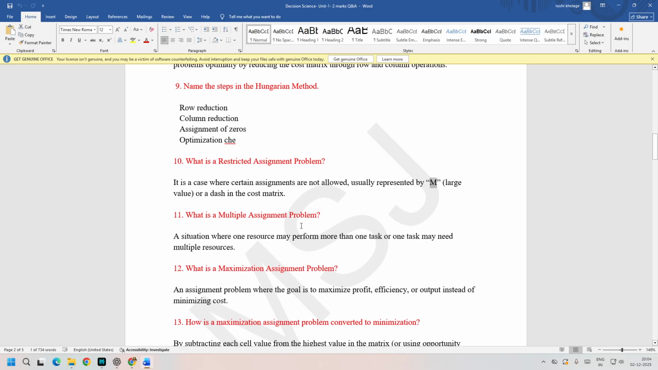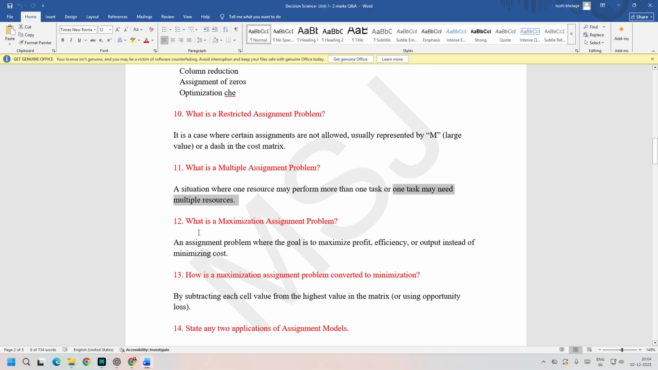What is the multiple assignment problem? A situation where one resource may perform more than one task, or one task may need multiple resources. Either one resource may perform more than one task, or one task may need multiple resources. Question number 12: what is maximization assignment problem?